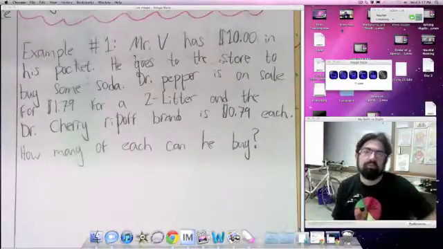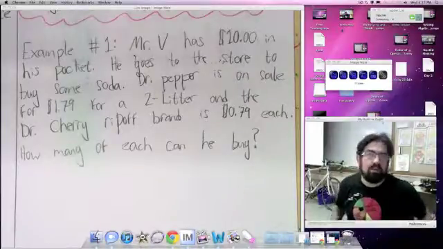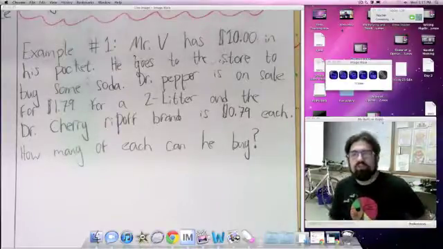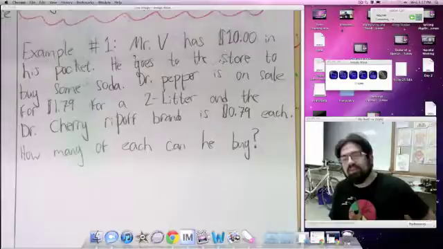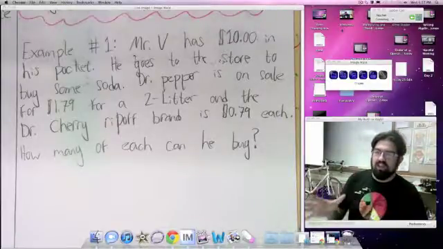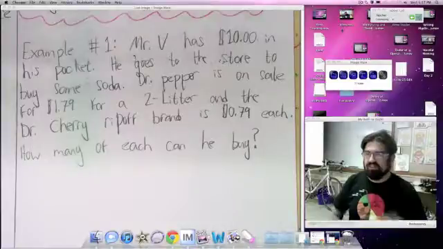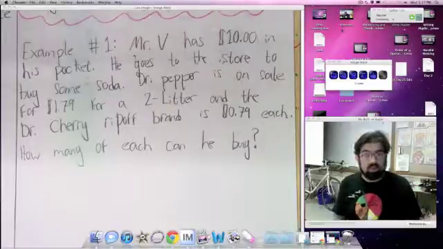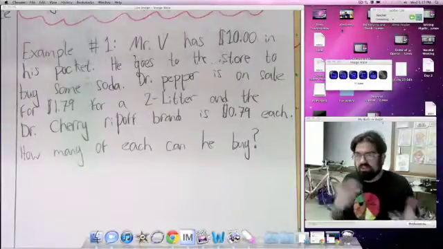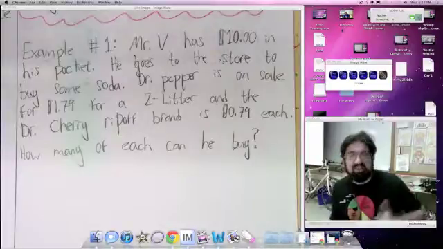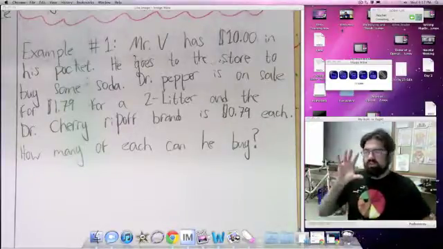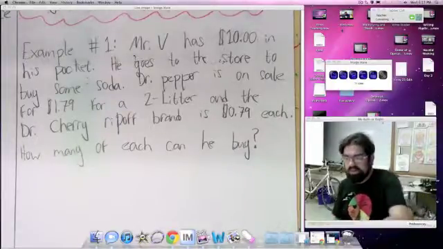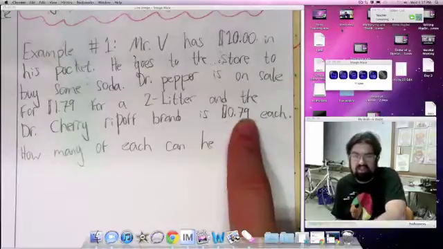So here we go. Example number 1. Mr. V has $10 in his pocket. He goes to the store to buy some soda. Dr. Pepper is on sale for $1.79. That's for a 2-liter. And the Dr. Cherry ripoff brand, let's assume it's a 2-liter also, because we're going to compare the same thing, 2 liters, is 79 cents each. So we got $1.79 for the Dr. Pepper, and then we got 79 cents for the Dr. Cherry. By the way, I don't say dollar because there's no dollar. It's just 79 cents.